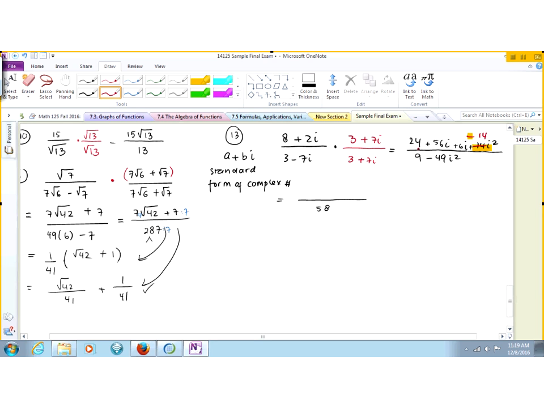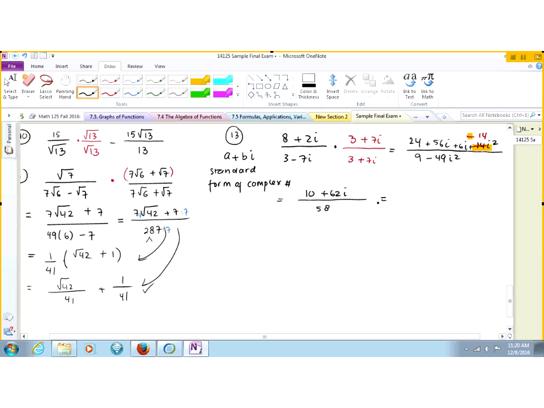All right. So what's on top? You gotta start with the real part first. But this is 24 minus 14, isn't it? 10. Yeah, 10 plus 62i over 58. Should we reduce? Yes. So this is standard form.